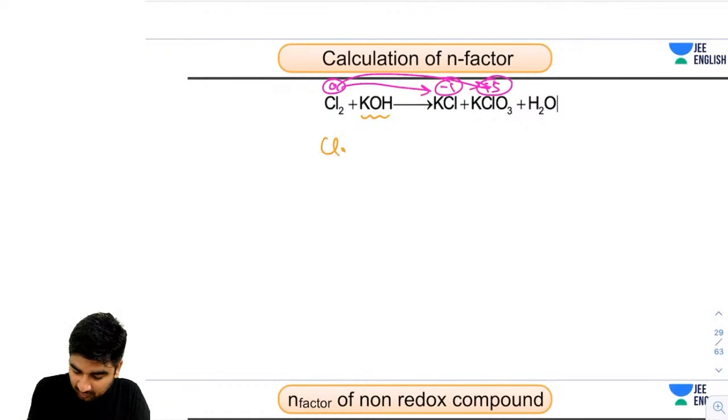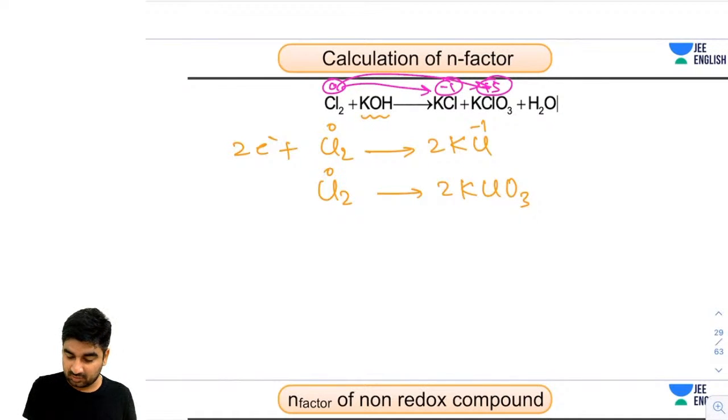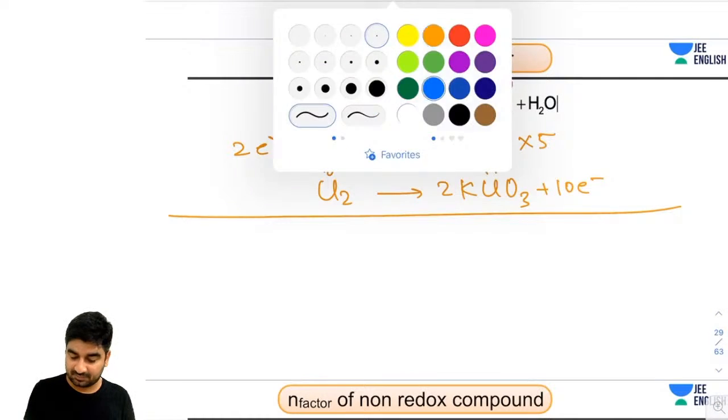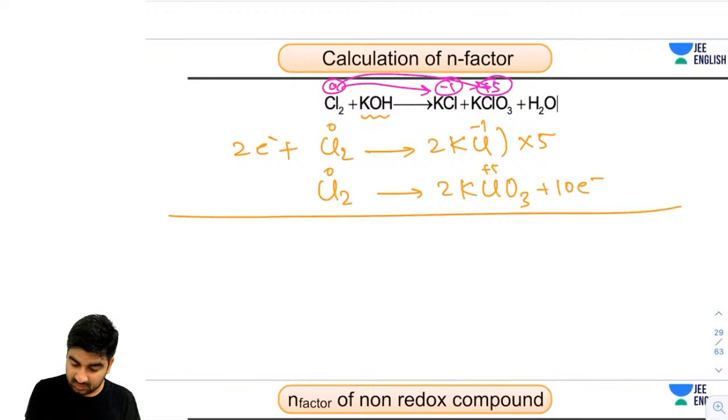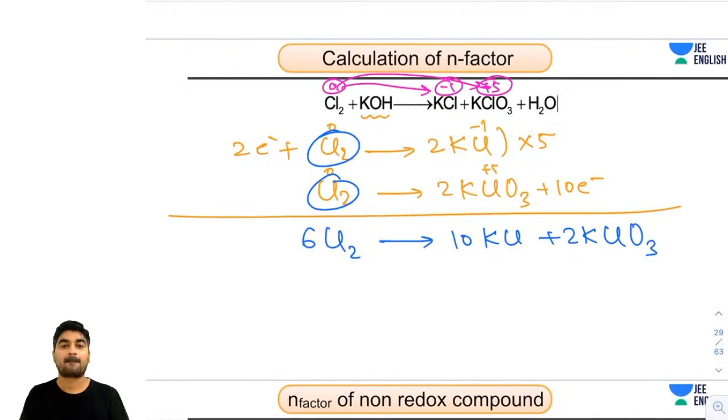So just write down chlorine giving you 2 KCl, 0 to -1. So there are 2 electrons. And then chlorine giving you 2 KClO3 and 0 to +5. So there will be 10 electrons here. Just multiply it by 5. Right? So you will be getting 5 and 1, 6 chlorine, 10 KCl, 2 KClO3. Right?